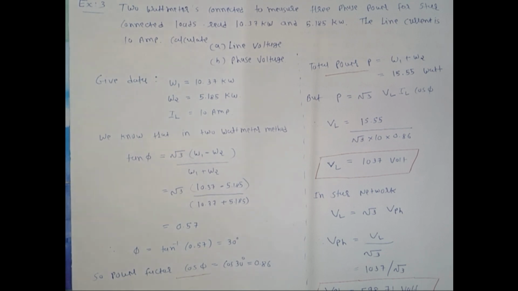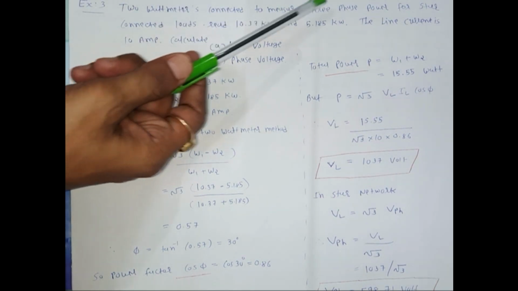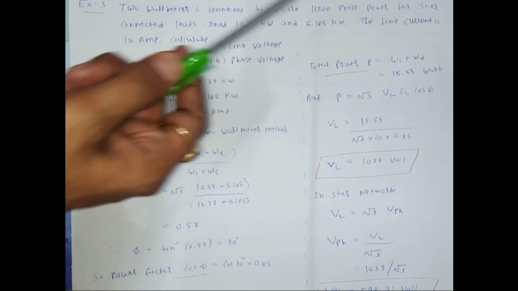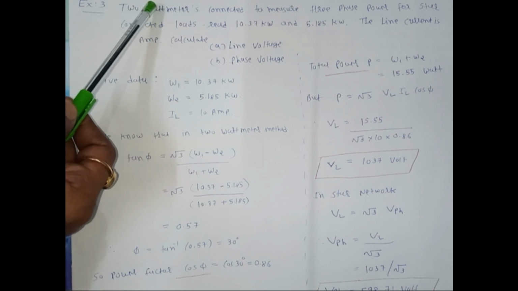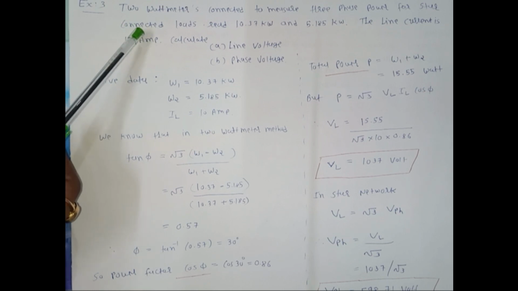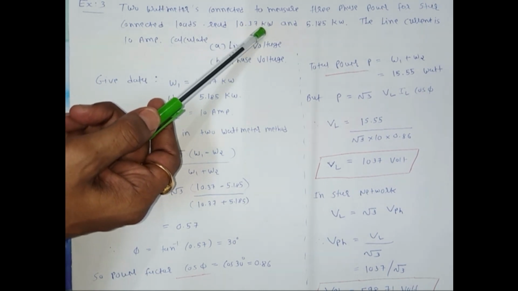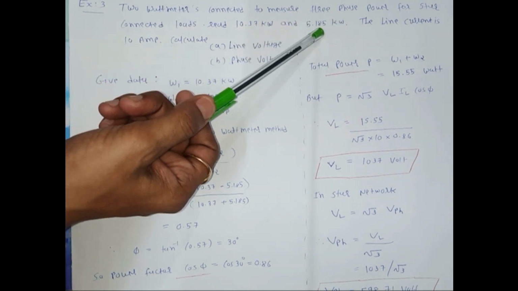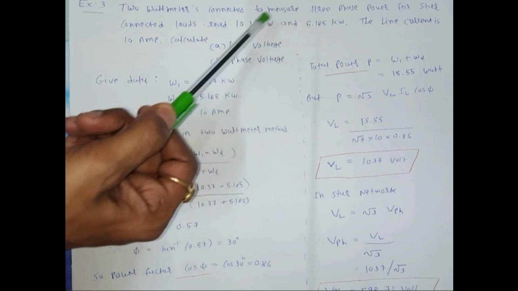So here is the definition: 2 wattmeters connected to measure 3-phase power for a star connected load. Keep in mind, the 2 wattmeter method is for the star connected load. The connected loads read 10.37 kilowatt and 5.185 kilowatt. These two are the readings of the wattmeters.